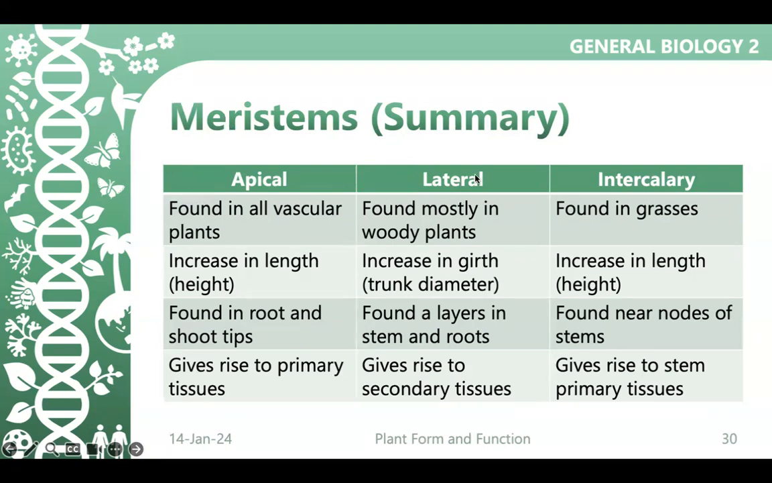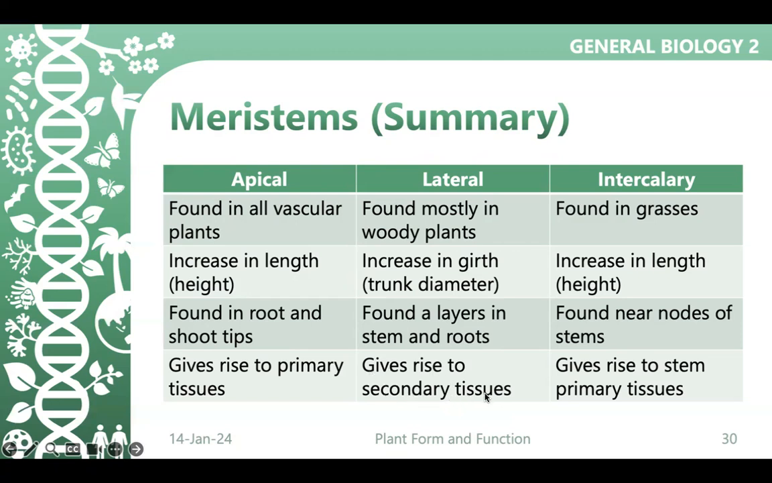For lateral meristems, they are mostly found in woody plants. Kapag nagkakaroon na ng wood ang halaman, o kapag nagiging brown yung kilid ng halaman, ibig sabihin may sign na yon na nag-undergo siya ng secondary growth. At yung secondary growth na yon ay malamang resulta ng mga lateral meristems. Okay, they increase the girth of the plant. Okay, so lumalapad at nagkakaroon siya ng increase sa kanyang trunk diameter. And they are found as layers in the stem and the roots. Okay, so bilang layers yan, meron kang cork cambium sa may bandang labas at nasa loob ang vascular cambium. And they will all give rise to your secondary tissues.